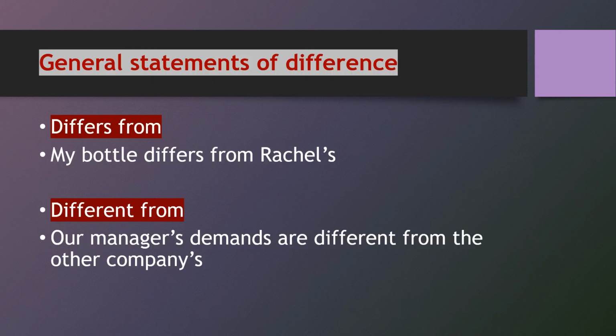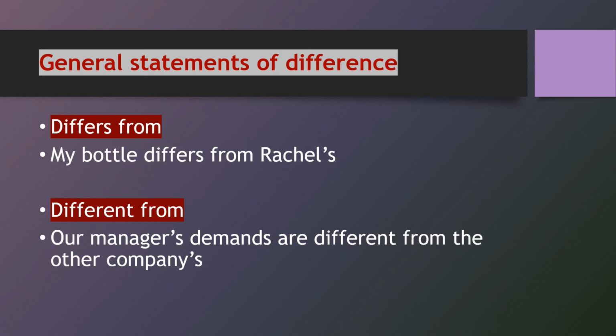Okay. The second part of this lecture or this presentation is when you are talking about the statement of difference. In this part, we don't have that many tools. We've got only differs from and different from. Okay. Differs from. You see that the two are similar, you are using the same word, but the first one is in the verb form and the other one is an adjective. So, the first one, my bottle differs from Rachel's.